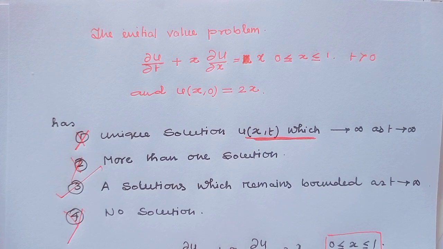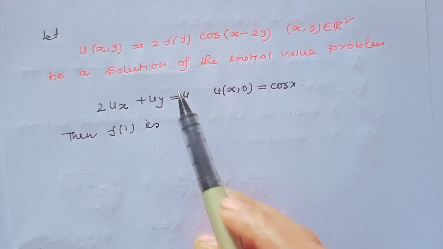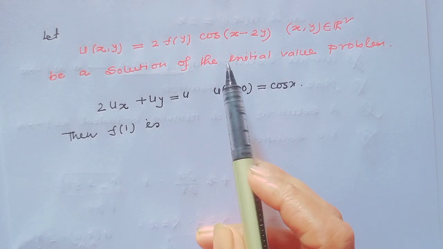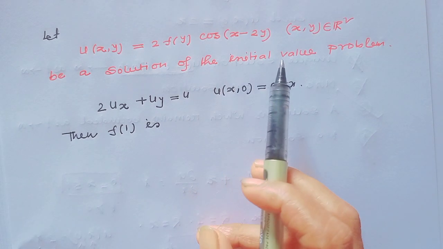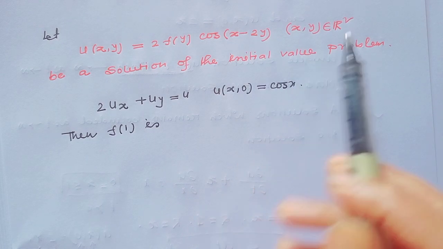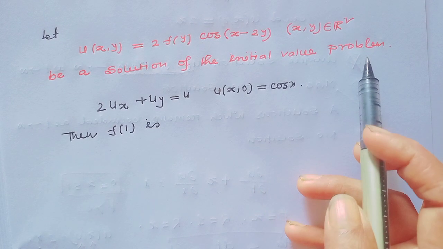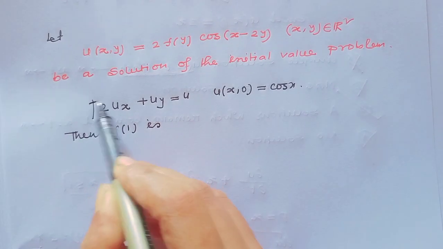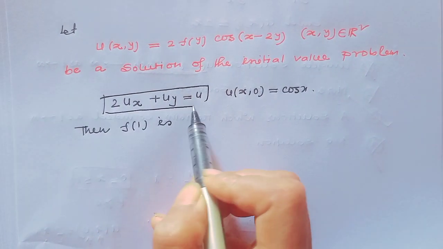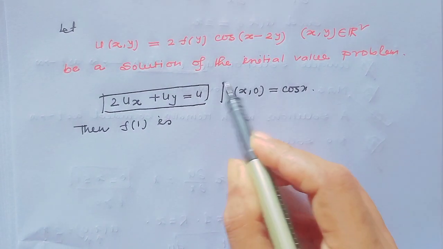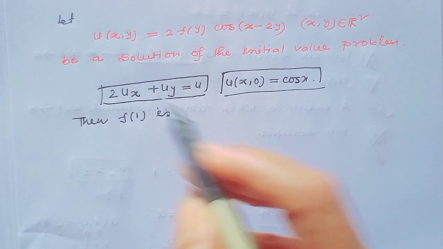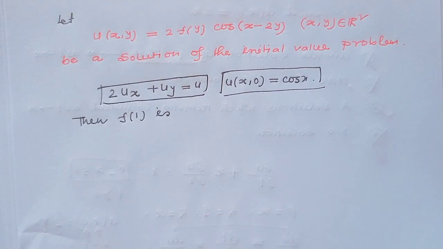Okay, see you soon. Next question: u(x, y) equal to 2f(y) cos(x minus 2y), where x, y belong to R, is a solution of the initial value problem 2u_x plus u_y equal to u, where the initial condition is u(x, 0) equal to cos x. Then find the value of f(1).